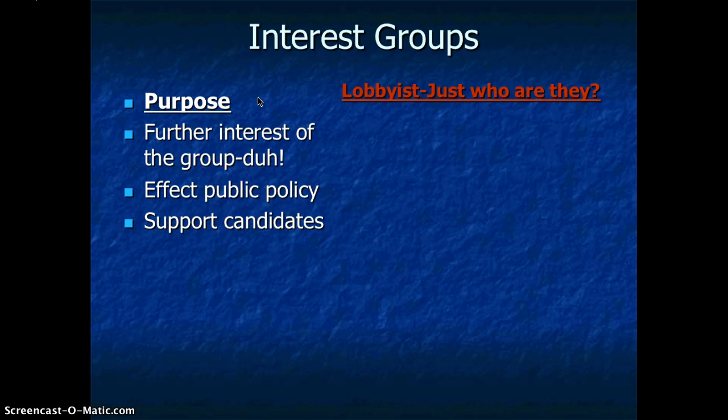The lobbyists, these are the people who actually work for the interest group. They're the ones that go door to door, talking to congressmen, trying to convince them to act in a certain way. And they do that through taking them to dinner sometimes. Sometimes they'll just sit down in their office, they'll call them, they'll write letters, they'll do whatever they think is necessary to get the lawmakers to listen.